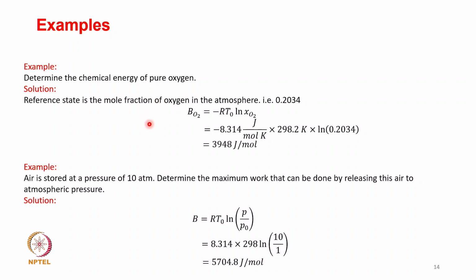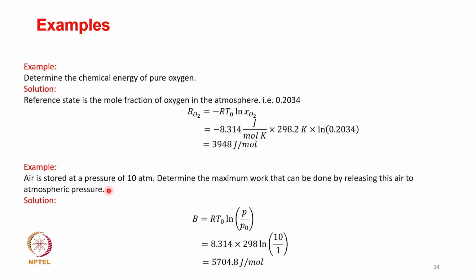So the reference state is the mole fraction of oxygen in the atmosphere, which is 0.2034. So here the appropriate expression is minus RT ln X naught. You substitute the values and eventually we are going to get RT ln X not equal to X naught. So this would be the final expression.